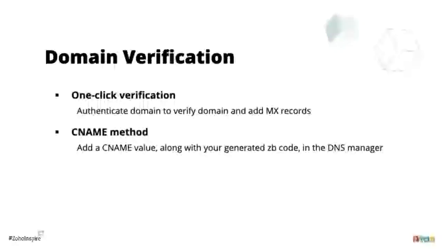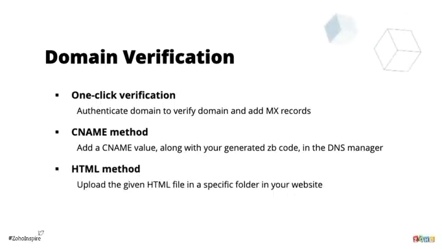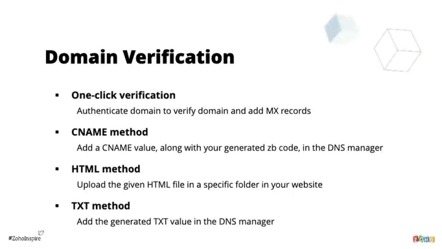The next is the CNAME method. In the CNAME method, you'll simply have to log into your DNS manager and add a record that we give you inside the DNS provider. The next is the HTML method. In the HTML method, you'll simply have to upload a file that we give you into a specific folder inside your website. And finally, there's the TXT method, where you'll have to add, again, a generated value that we give you inside your DNS provider.